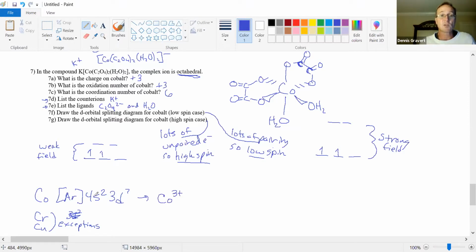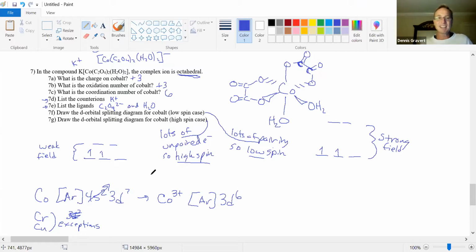It's +3. So you always lose the highest occupied orbitals. The highest shell loses electrons first because they're closest to escaping. They're farthest from the nucleus, so they come out first. But it's supposed to be +3, so I have to lose one of these. So now you have 6 d electrons in the cobalt +3.